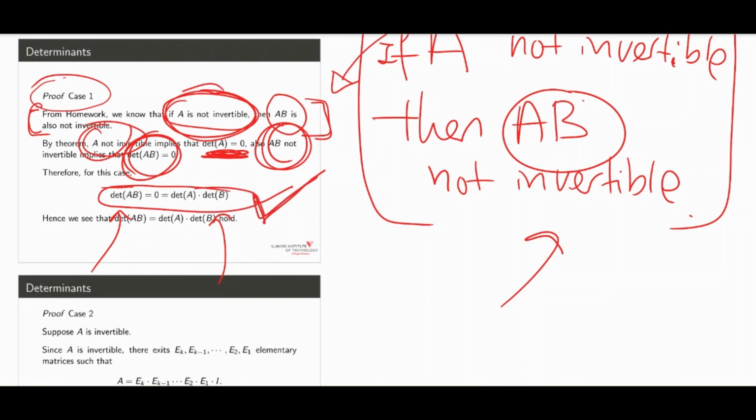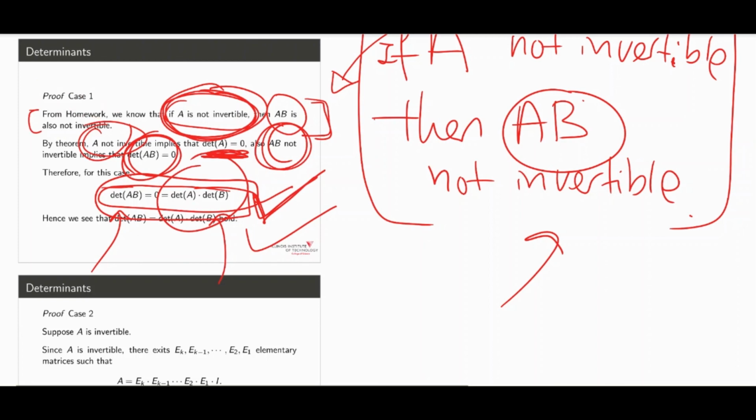So case 1 assumes A not invertible. If your A is not invertible, we do have this equality. We have a trivial equality where both sides equal 0, but nonetheless, we do have determinant of AB equals to this. All right, so the first case is done.